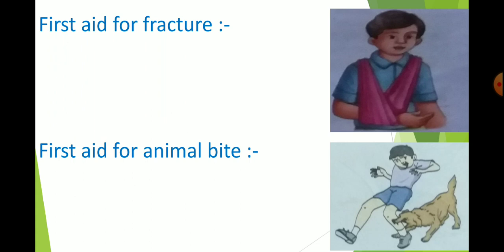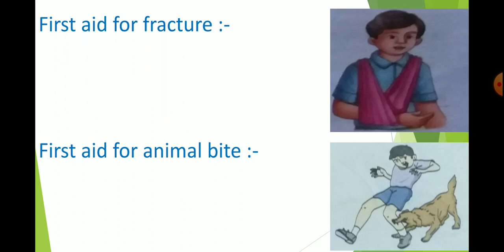Next, first aid for animal bite. An animal bite can be very dangerous, because the saliva of animals like dogs, cats and monkeys contains viruses, and these viruses enter the victim's body through the animal's saliva. When these animals bite someone, they cause rabies to the victim. So it is very important to treat animal bites immediately.